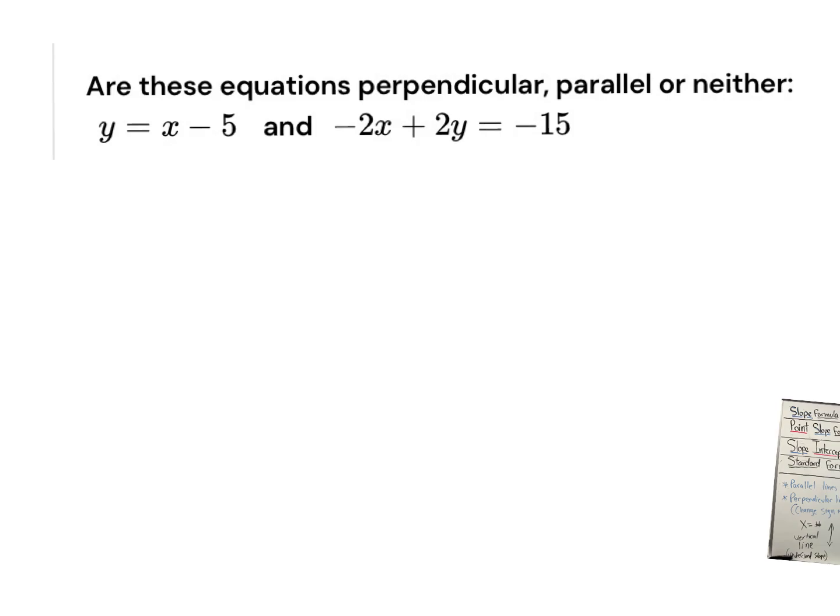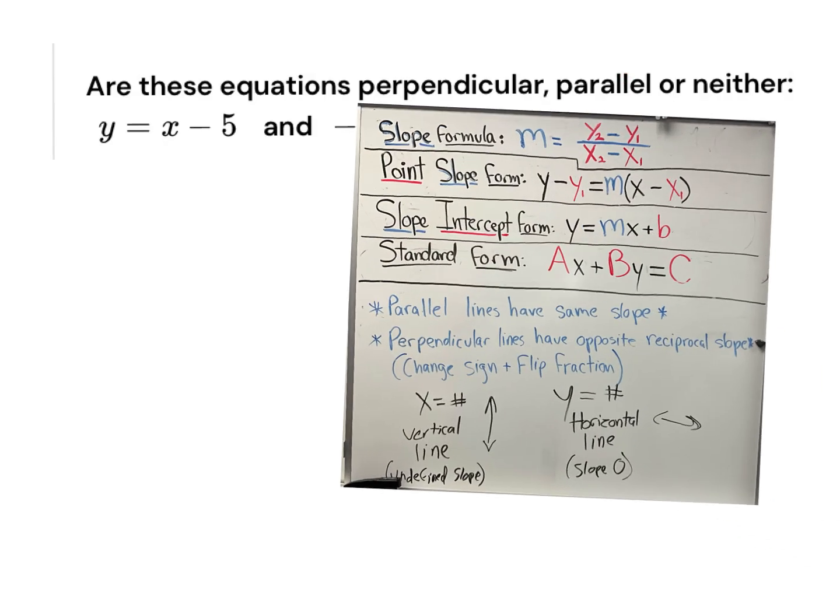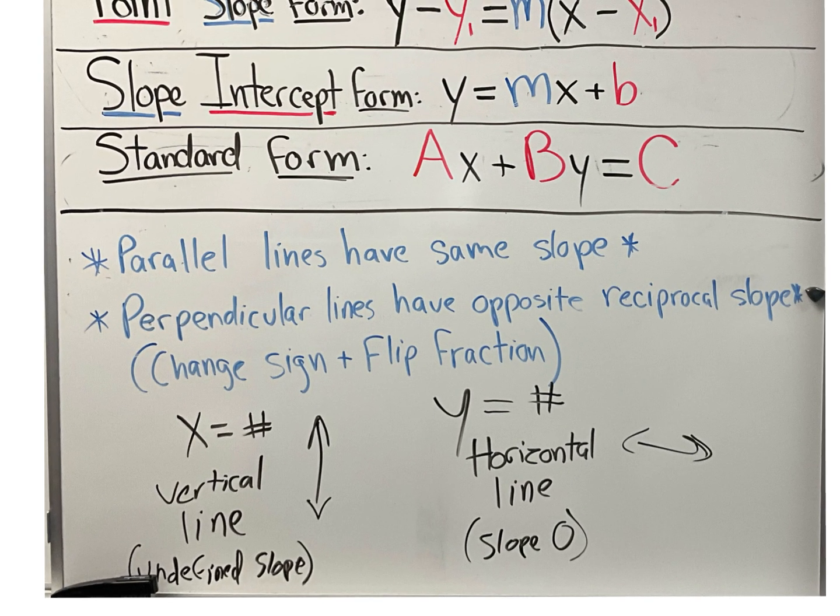Okay, so again, I'm going to be recording this explanation so you guys could have it on Google Classroom later. So please pay attention. Whenever they're asking you if they're perpendicular or parallel, the way to determine that is by looking at the slopes. Obviously, on the board, it says parallel lines have the same slope, perpendicular lines have opposite reciprocal slopes.